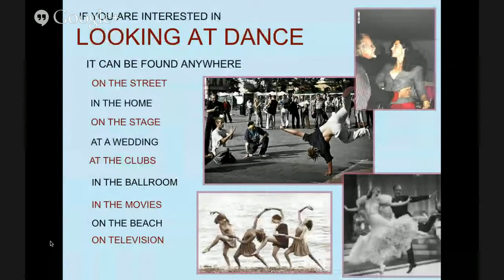So if you are interested in looking at dance, it can be found anywhere: on the street, in the home, on the stage, at a wedding, at the clubs, in a ballroom, movies, beach, television. Just right here is a picture of Mr. Clouser and his daughter-in-law at his son's wedding. This is breakdancing, Fred Astaire and Ginger Rogers.